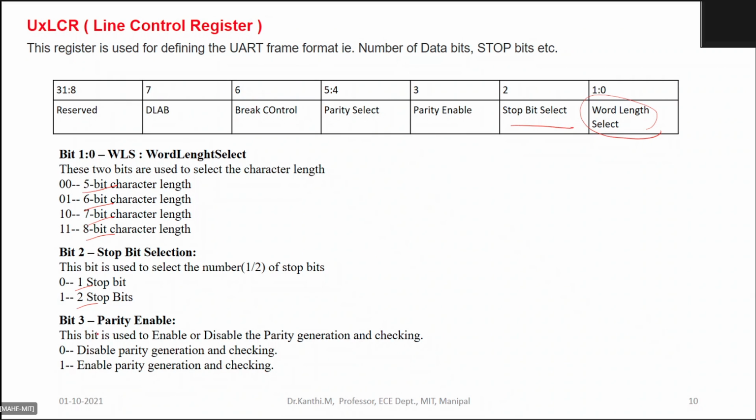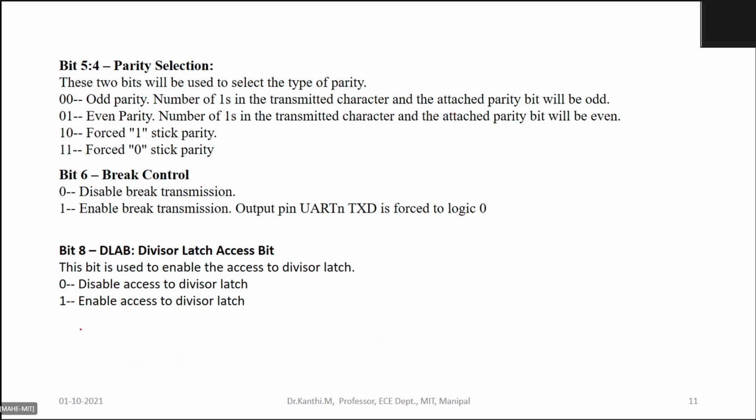Then you have the parity enable. Bit 3 will decide whether parity is enabled, which is mainly for error detection. Then the type of parity is given through bits 5 and 4, whether it is odd parity, even parity, or forced stick parity. Then you have break control, which lets you disable or enable the break transmission during your DMA.